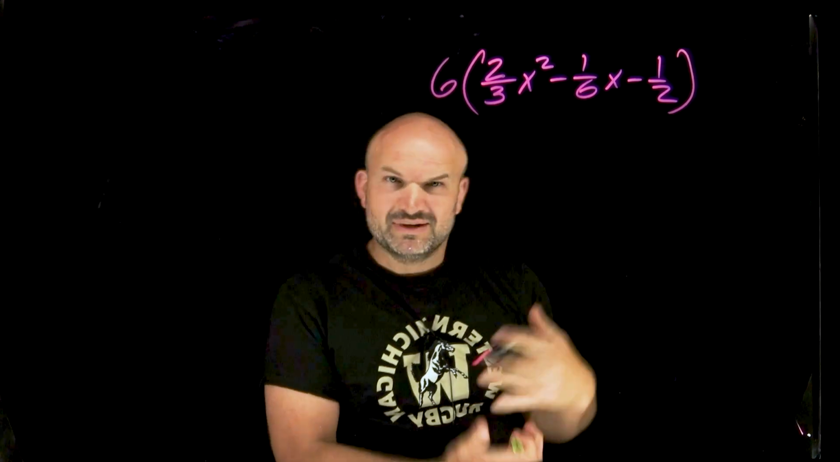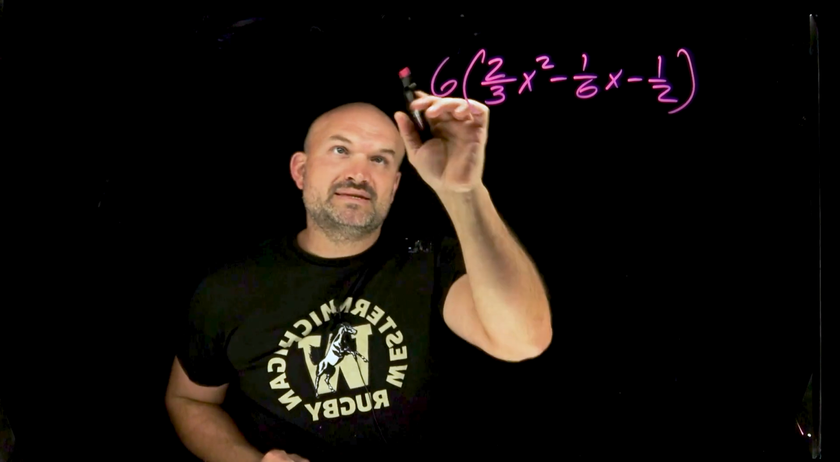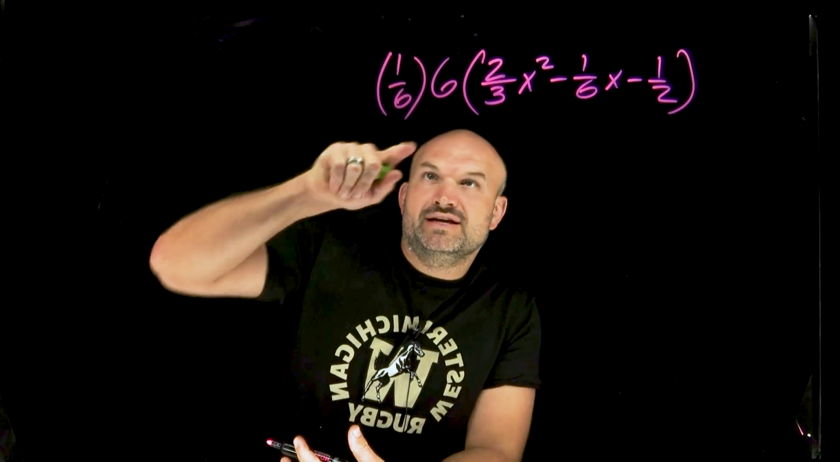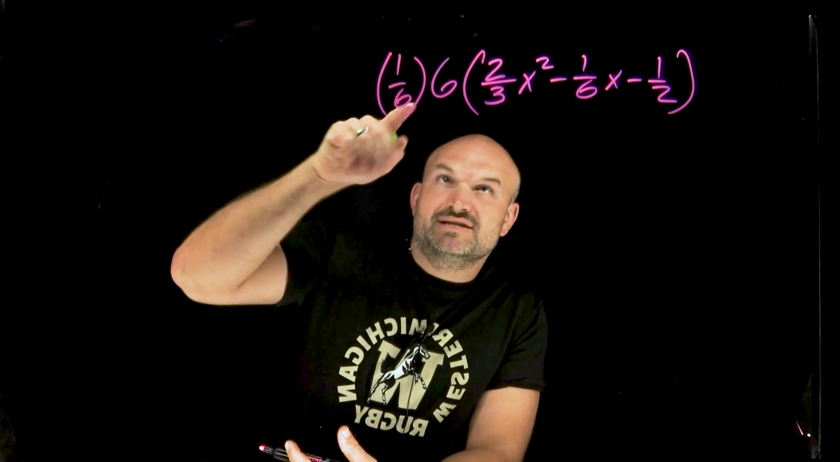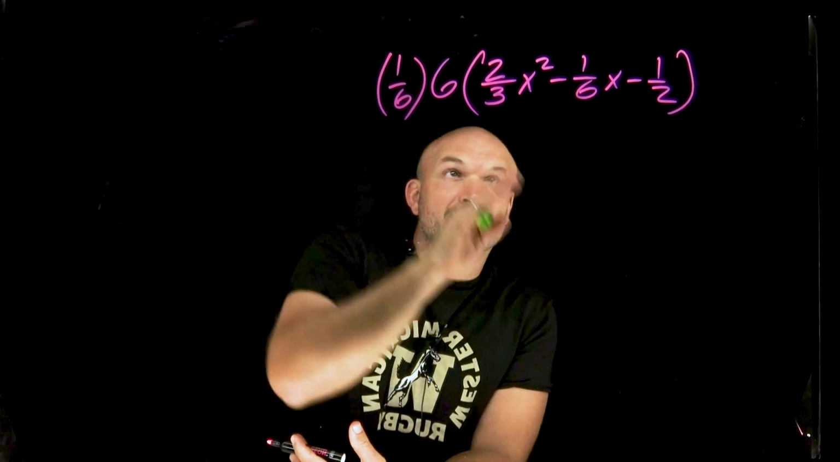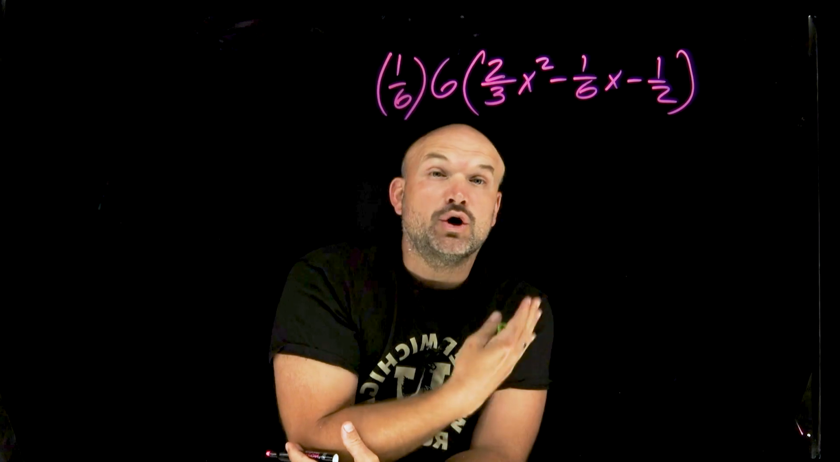But what we want to do is factor this, right? So if I'm going to multiply by 6, I also want to multiply by 1 over 6. Because wouldn't you agree, if you multiply by 6 and then by 1 over 6, you're still going to have this original expression. That's going to allow us to factor this quadratic and actually get the correct values.